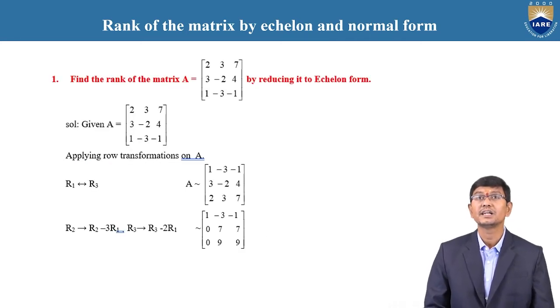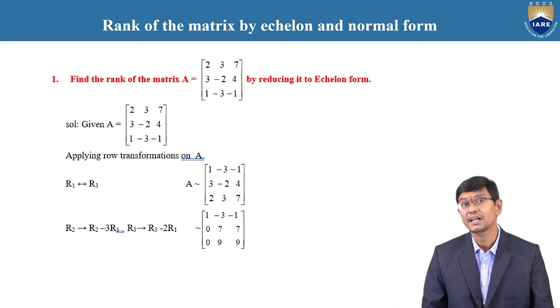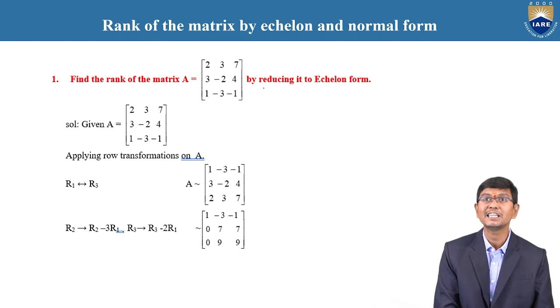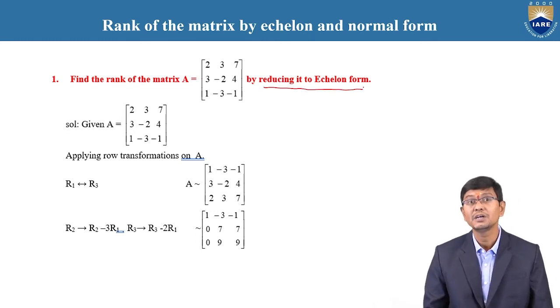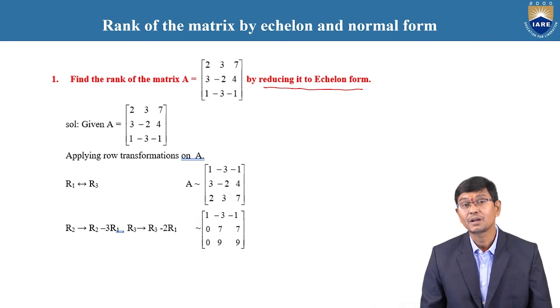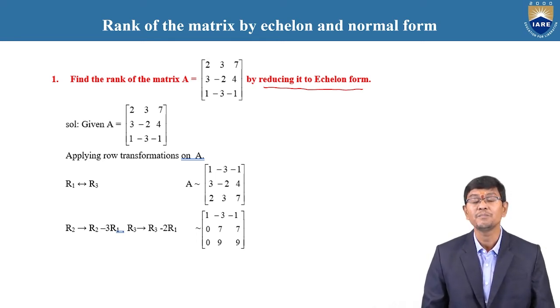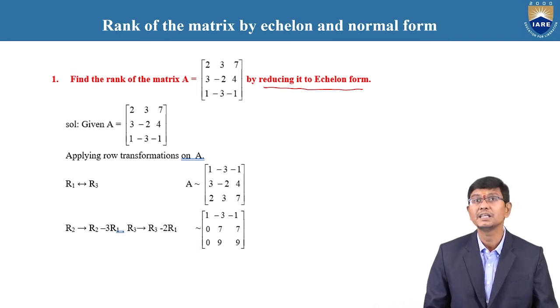Now we'll discuss one problem. Find the rank of the matrix [2 3 7; 3 -2 4; 1 -3 -1] by reducing it to echelon form. We need to remember that we apply only row operations. We should not apply any column operations. And at the same time, we need to recall the elementary row operations. First of all, the given matrix is A = [2 3 7; 3 -2 4; 1 -3 -1].